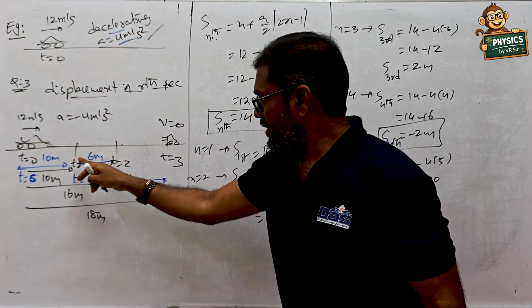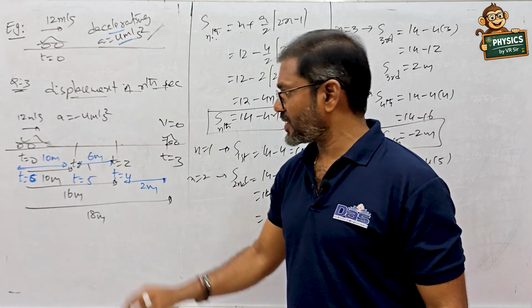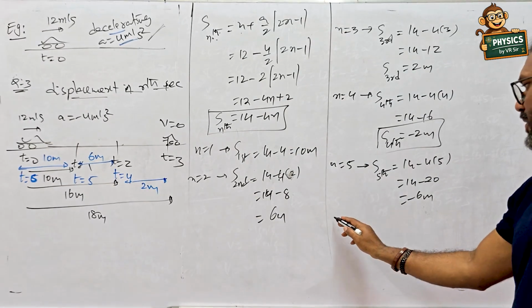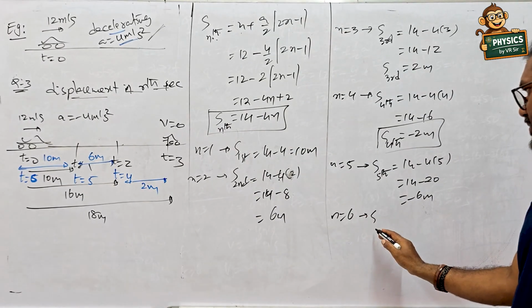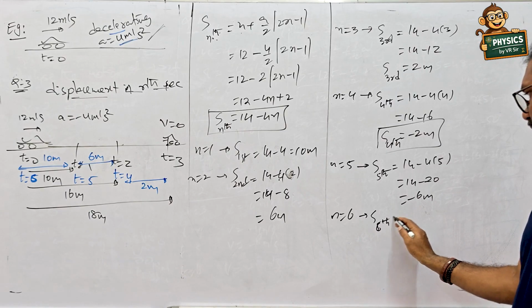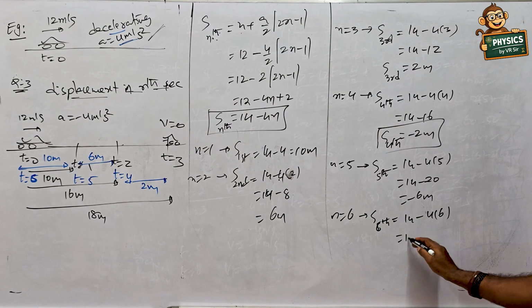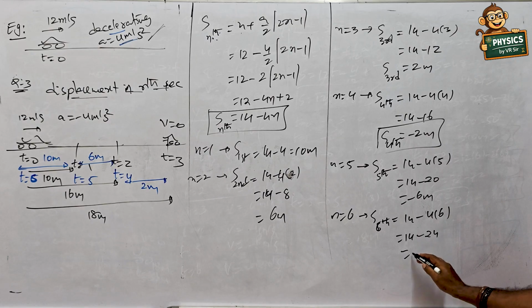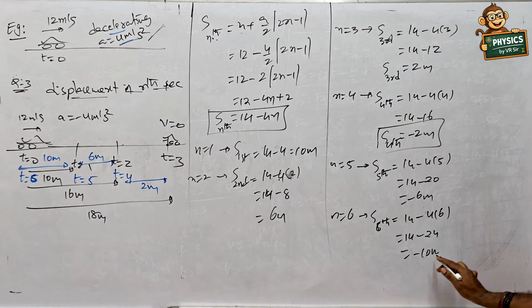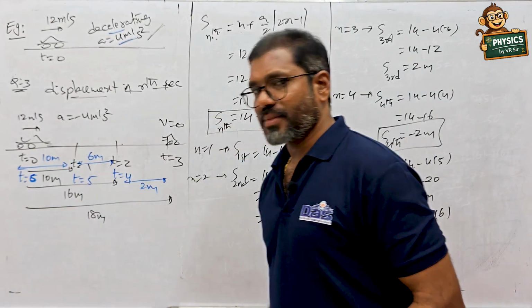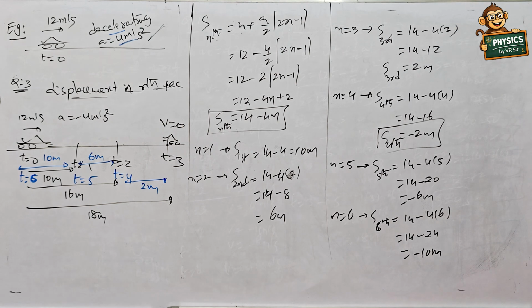Look here, displacement in the fourth second is minus 2 meters and displacement in the fifth second is minus 6 meters. Now n is equivalent to 6. Displacement in the sixth second is 14 minus 4 into 6, it's 14 minus 24, it's minus 10 meters. So that is the last second, minus 10 meters. Okay. Now how to calculate distance?